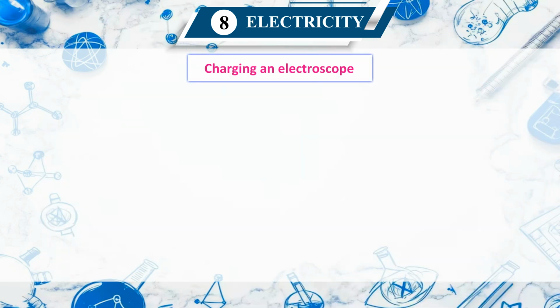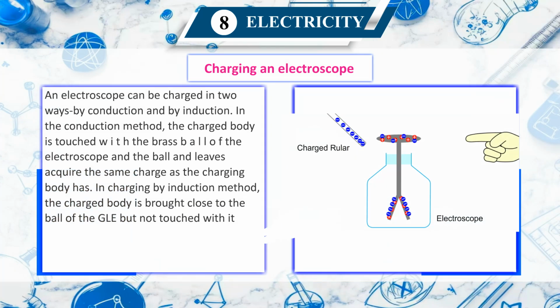Charging an electroscope. An electroscope can be charged in two ways, by conduction and by induction. In the conduction method, the charged body is touched with the brass ball of the electroscope, and the ball and the leaves acquire the same charge as the charging body has.